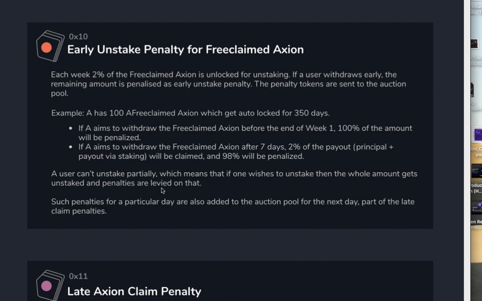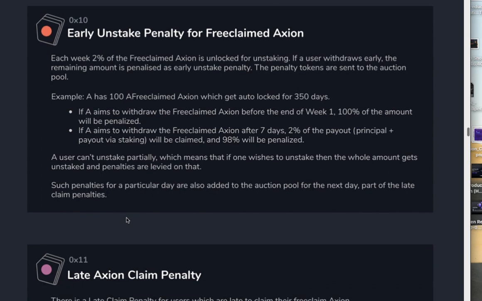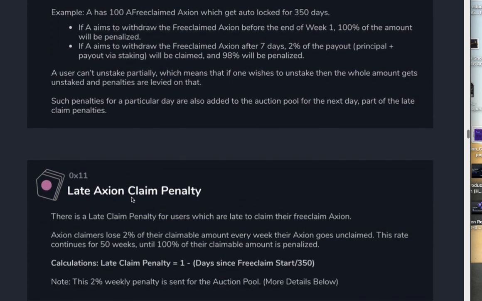Okay, so it's very critical. I love this feature, how they're enforcing staking, so that the staking percentage will be really high. The penalties that are levied on that, such penalties for a particular day are also added to the auction pool for the next day, part of the late claim penalty. So you're going to see some interesting fluctuations in the auction pool with the amount available.